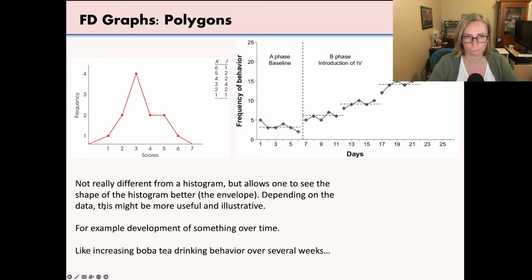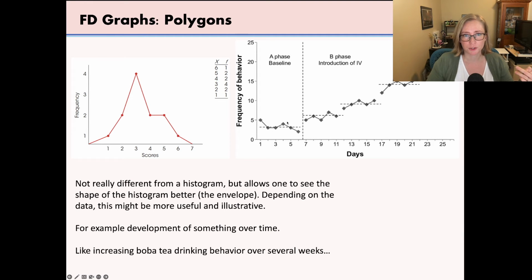Okay. So polygons are really no different than a histogram. You're just removing that giant block or bar underneath it, and you're left with the envelope, the outline of the shape of that histogram. Sometimes this is easier to see depending on the data. You can see the shape better because you're not distracted with all the stuff that's filled in underneath.